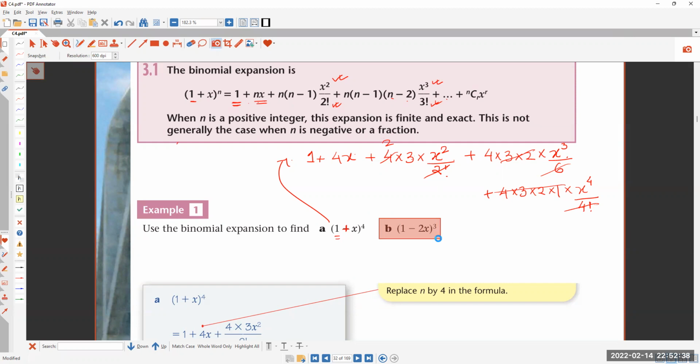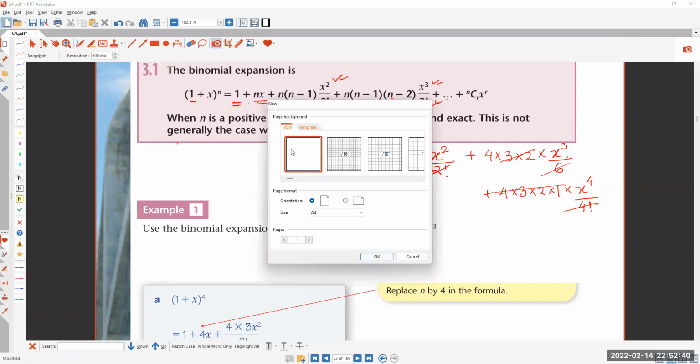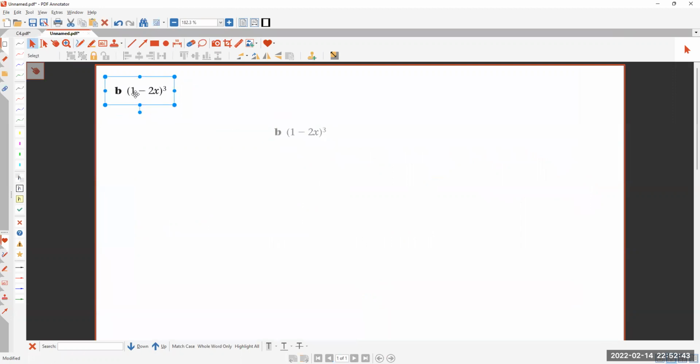Let me just copy paste this. Paste. There you go. So this is what you should do. First thing first, you write 1. Then you write plus minus 2x, because it is 1 plus nx. So instead of x, what is x over here? Minus 2x. So I put minus 2x.